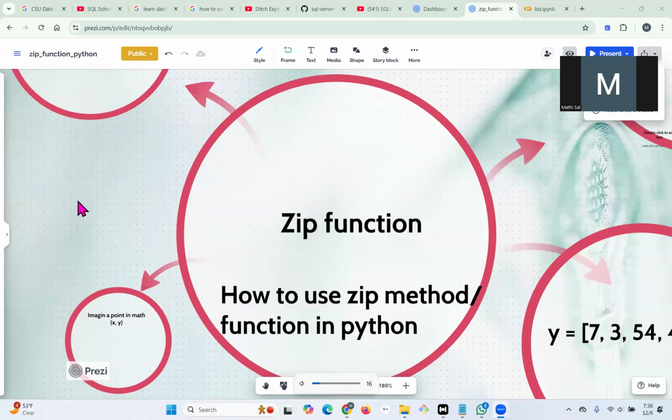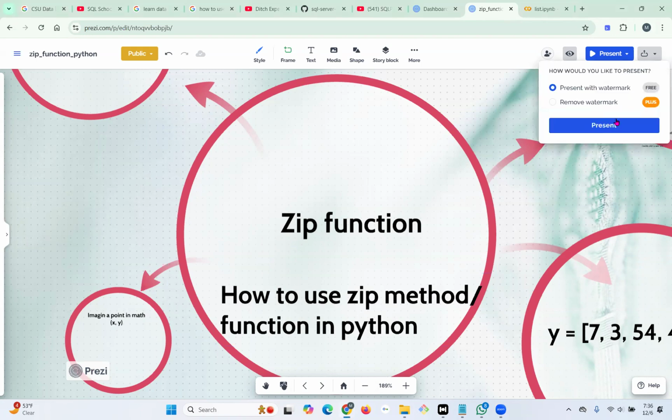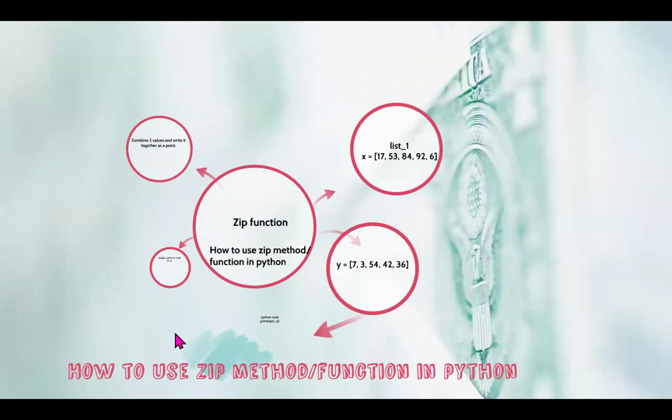So in this video, we will learn how to use a zip function in Python. The zip function is very similar to writing a point in mathematics, or when you took algebra. Let me just do the presentation and hopefully that will make a little bit more sense. So we are going to learn how to use a zip function in Python. Okay, so let's take a look.